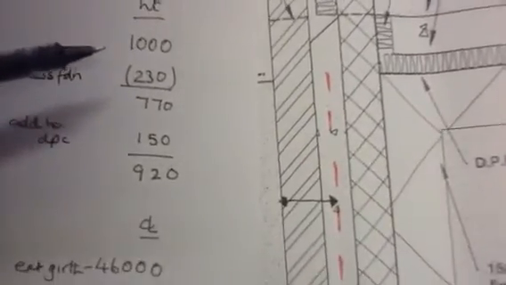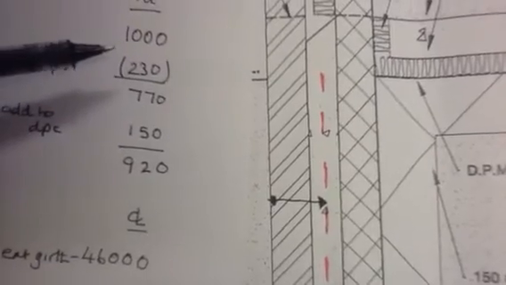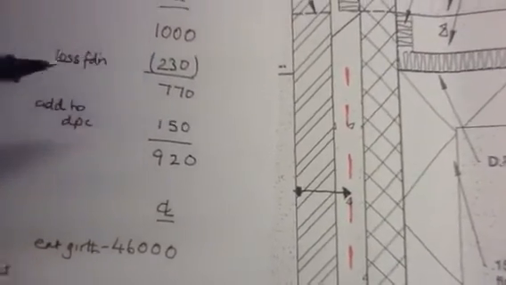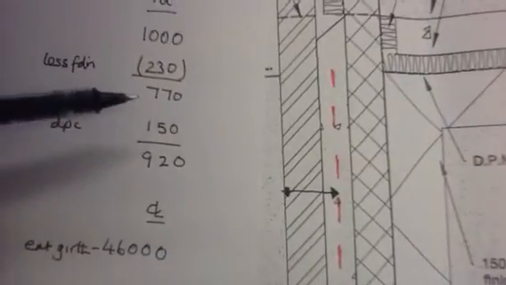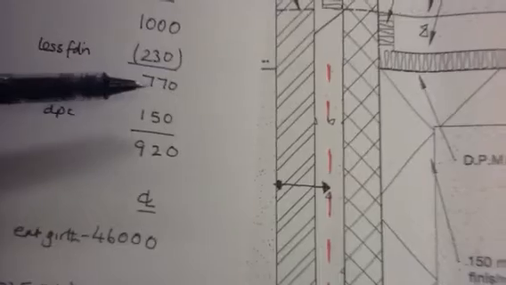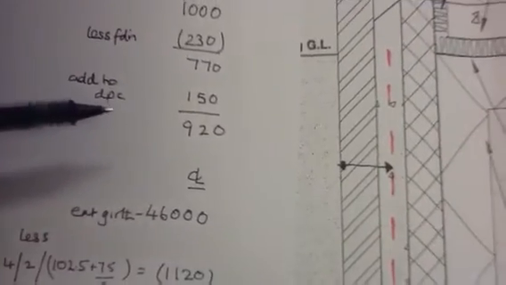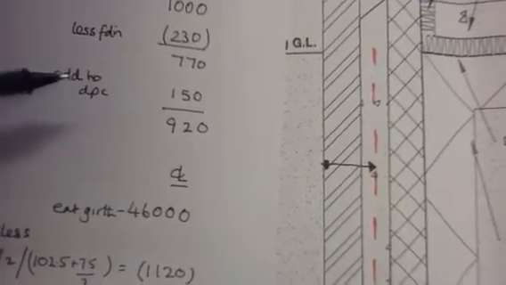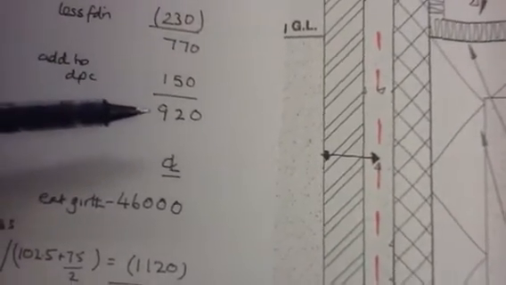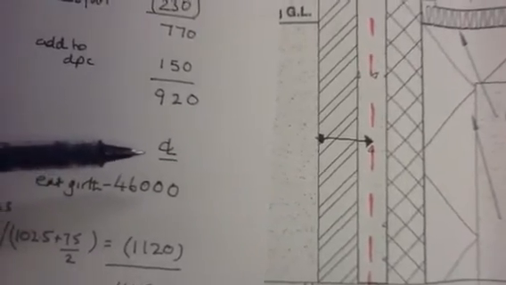1000 millimetres, that's the metres, that was the annotation of the height from existing ground level to the underside of the foundation. We've deducted off our foundation, which we've taken as 230, and then as that only takes us up to ground level, we've added 150 mil from existing ground level to DPC, giving us a height of the cavity of 920. Now let's focus on the centre line.